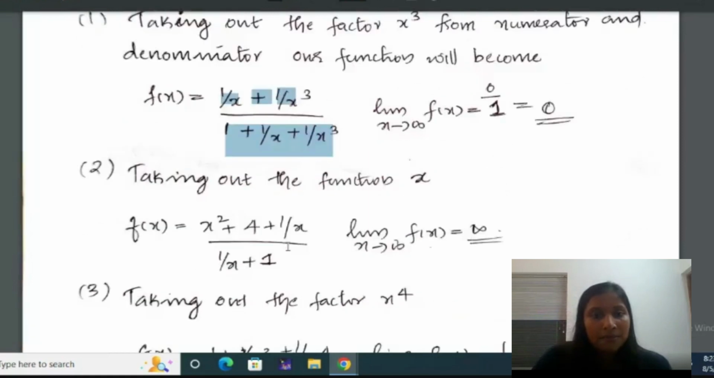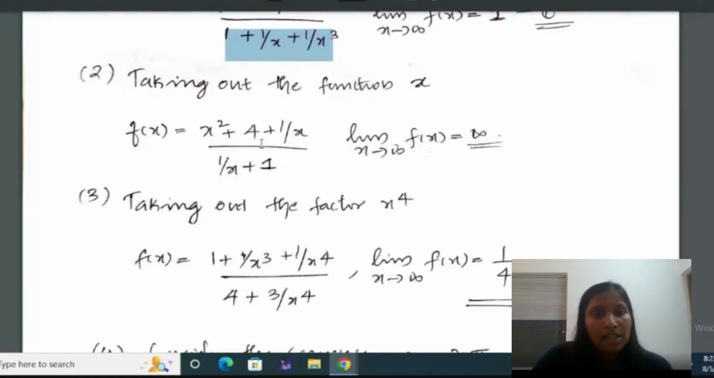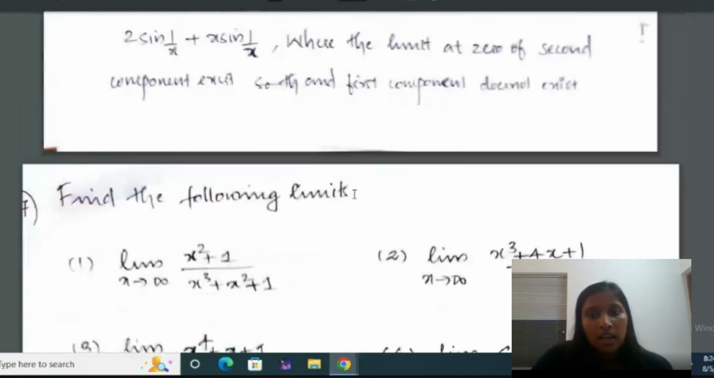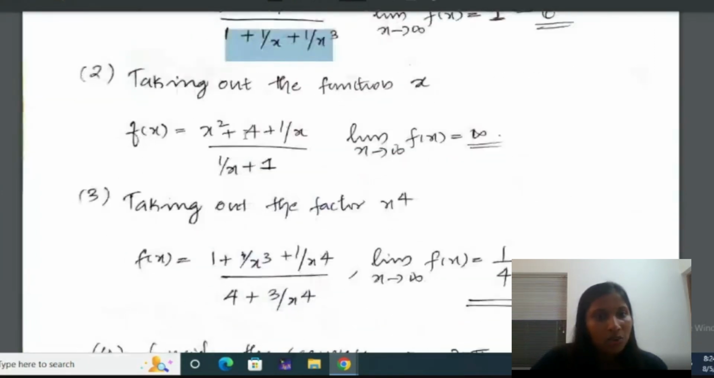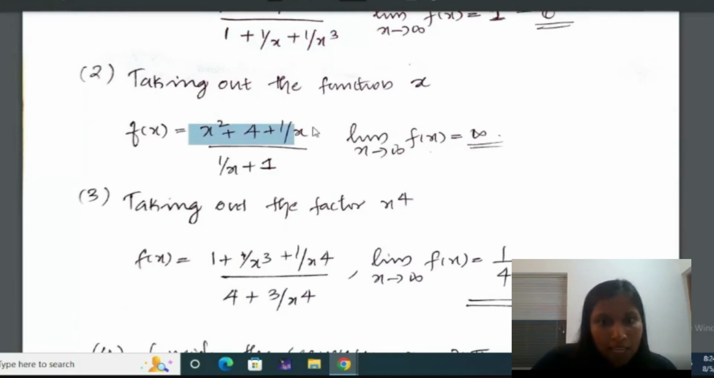And the next question, f of x equal to x cube plus 4x plus 1 by 1 plus x. Here also we consider the denominator and take the highest power of x from there, that was x. Then take out the factor x from both numerator and denominator. So it will be x square plus 4 plus 1 by x, divided by 1 by x plus 1. So apply the limit as x tends to infinity. The numerator part will be infinity and the denominator part will be 1. So the answer will be infinity.